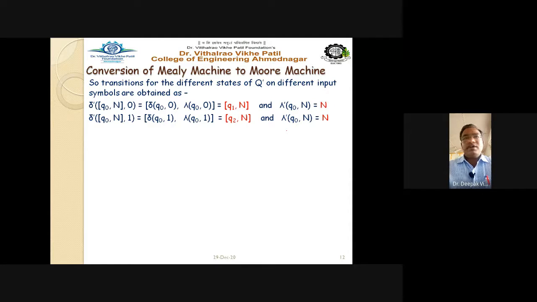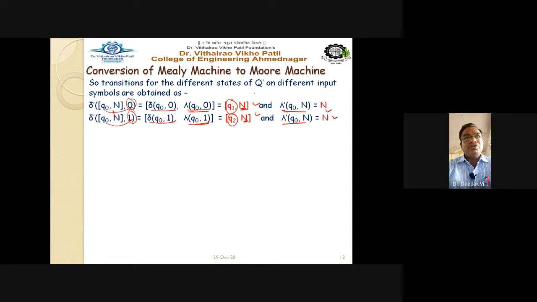And the value, you know how to find out the value. So delta Q0 on 0 and delta Q0 on 1, that we have to find out, that is nothing but Q1, Q2, and lambda Q0 0, it is N value, lambda Q0 1 is the N value. There are 2 transitions for this state number 1 on 0 and 1 input, and the lambda dash of Q0N, the value is N as per the given transition table, right?